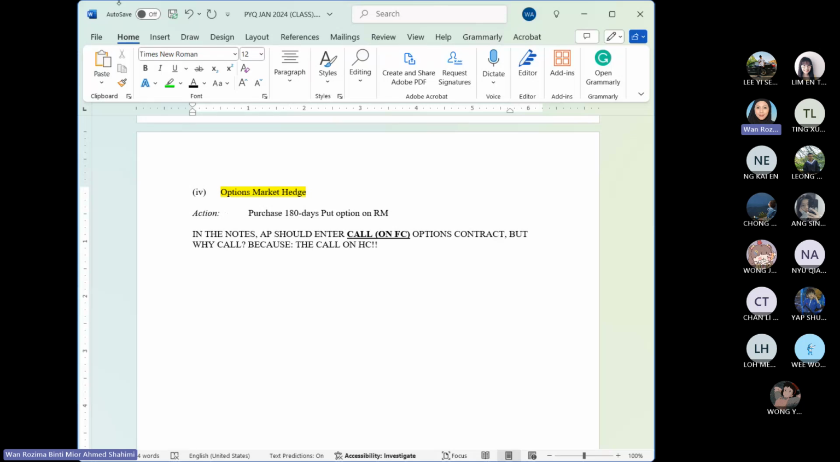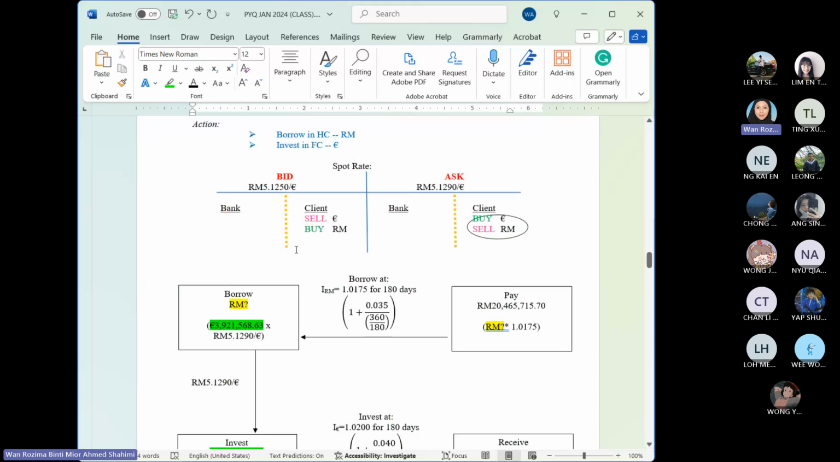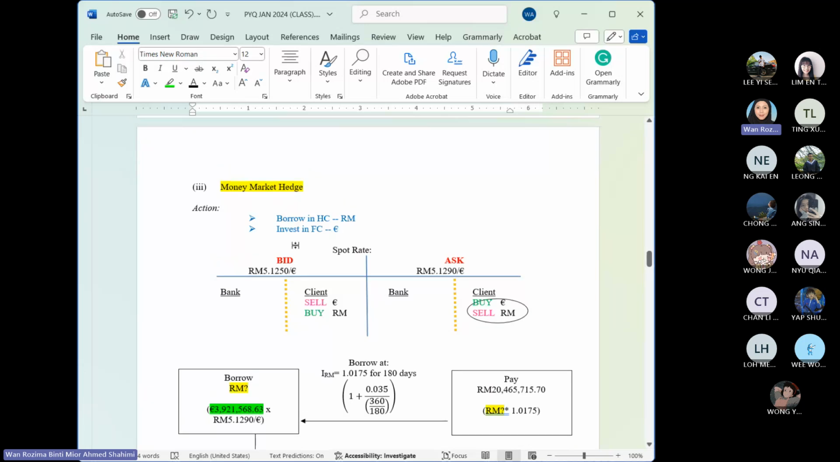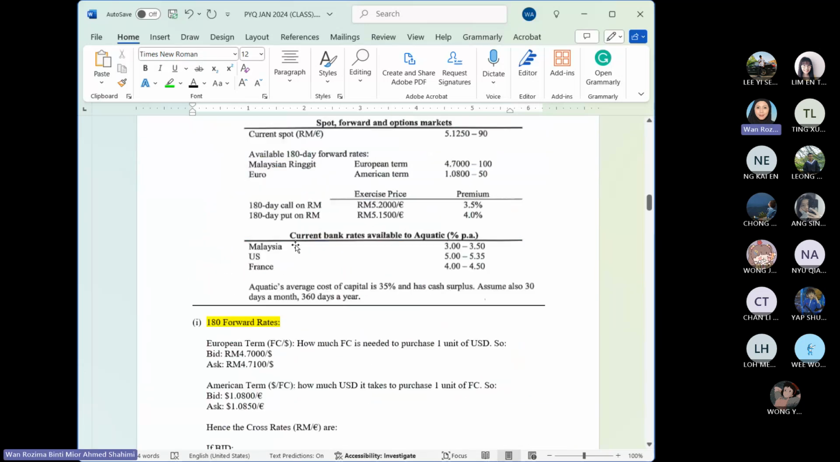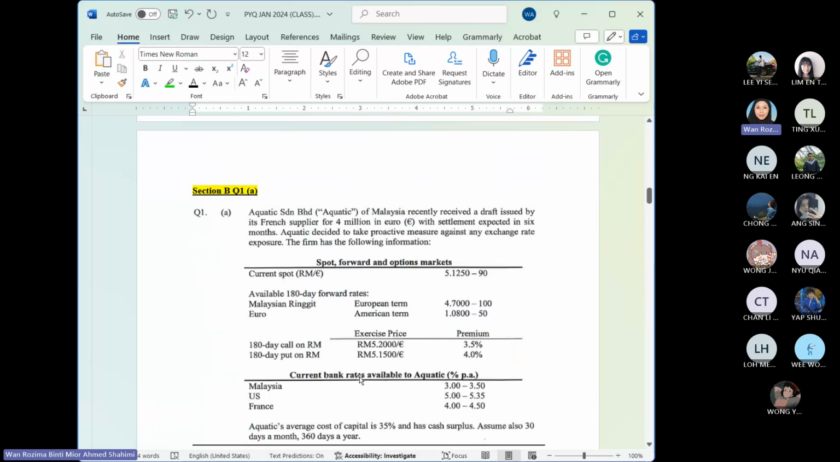So take a look at the question. Remember, by right should be call on euro. But based on this partial information here, can you see? Call on ringgit Malaysia, call on home currency. So meaning to say, in this case, you cannot take call option. Instead, you have to take the opposite transaction, put option. Put options on Malaysian ringgit.